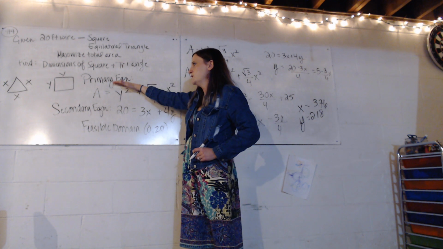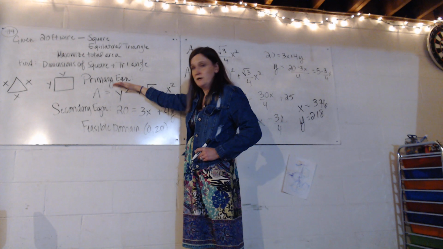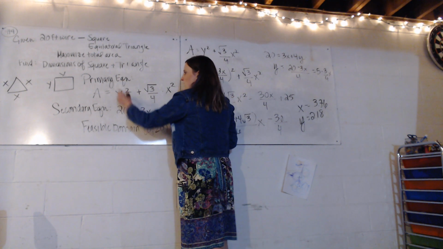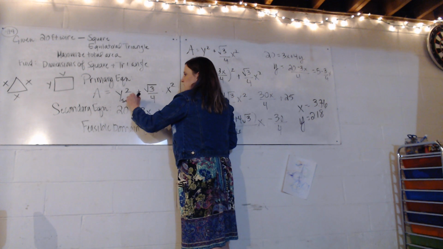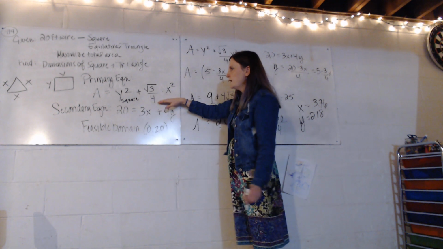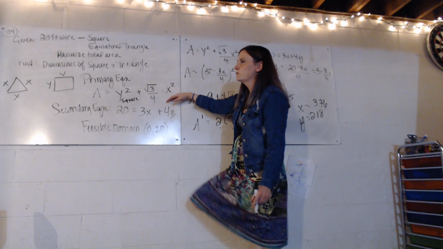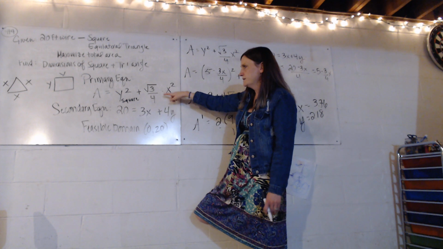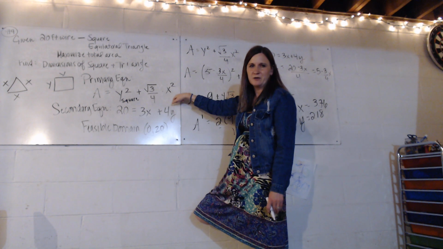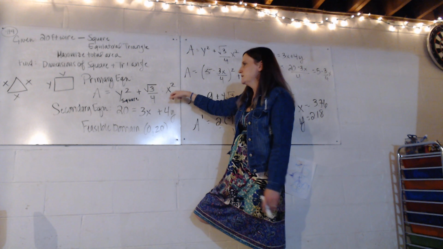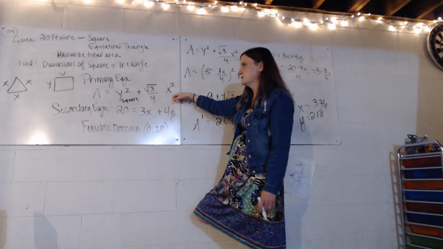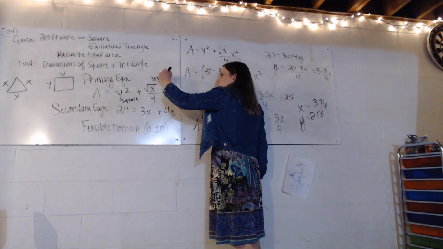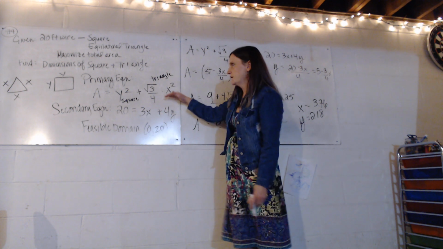So the primary equation would be the area. That's the thing that we want to maximize. The area of the square is y squared. And the area of the triangle, it's an equilateral triangle. Of course, triangles are 1/2 base times height, but for an equilateral triangle, that turns out to be, and you can memorize it or look it up, the square root of 3 over 4 times the side squared. So the square root of 3 over 4 times x squared is my area for the triangle. That's the thing that I want to maximize.